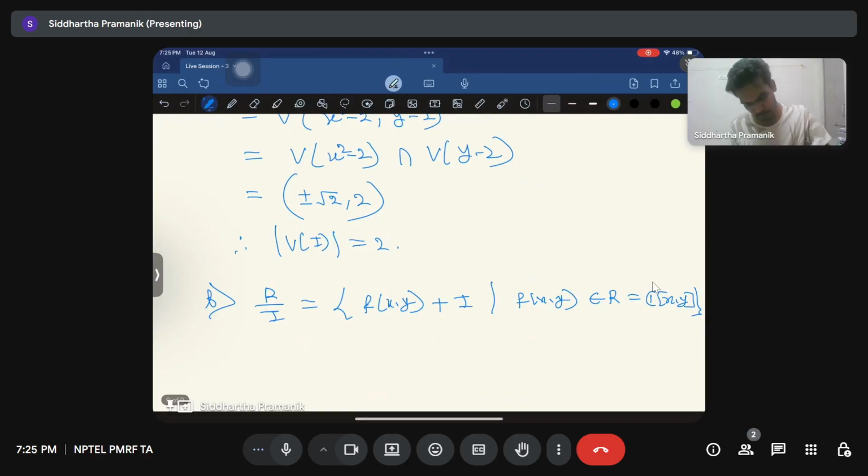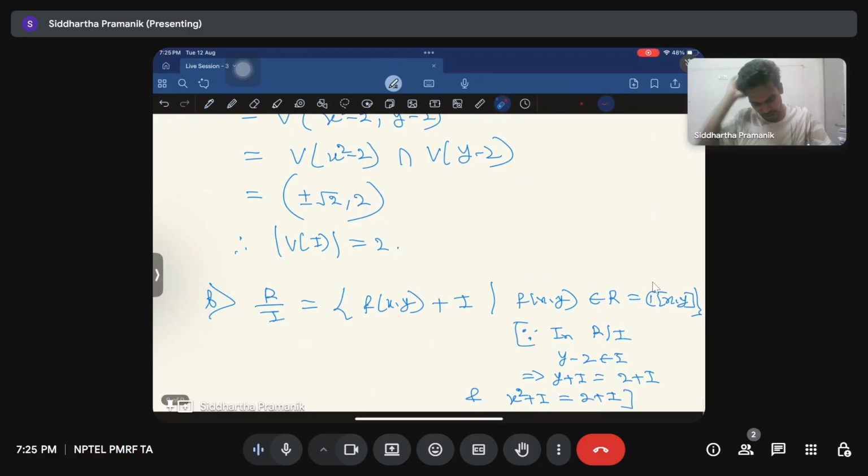So in R mod I, y is equal to 2. Sorry, y minus 2 belongs to I. That means y plus I is the same as 2 plus I, and x square plus I is also the same as 2 plus I.